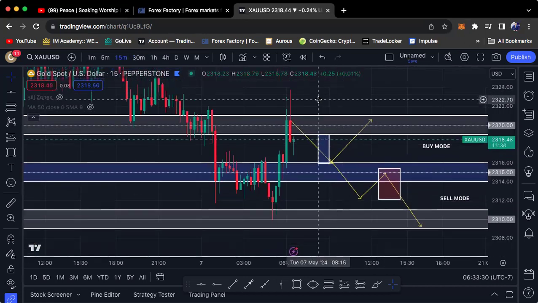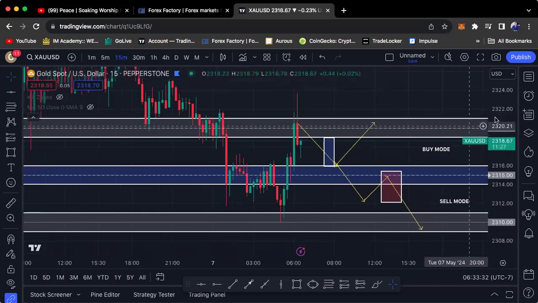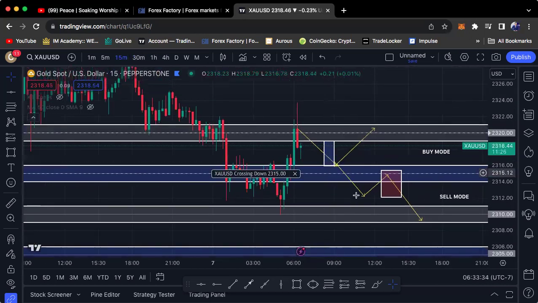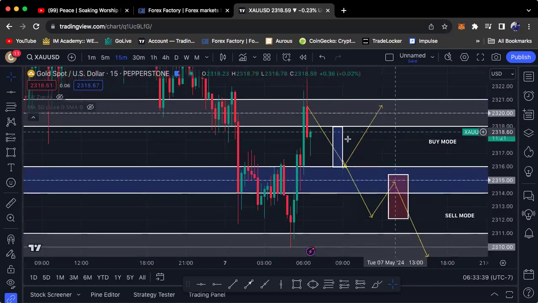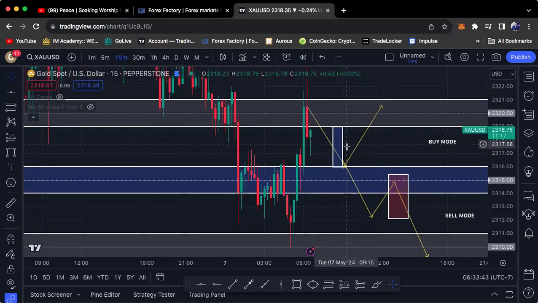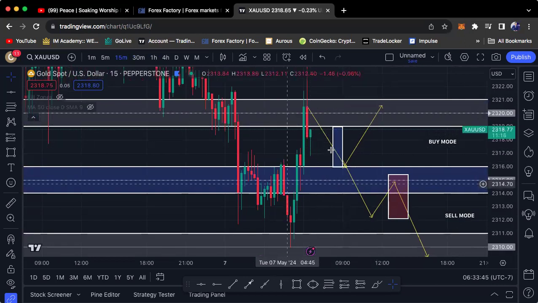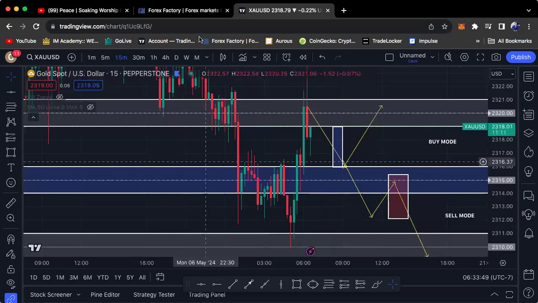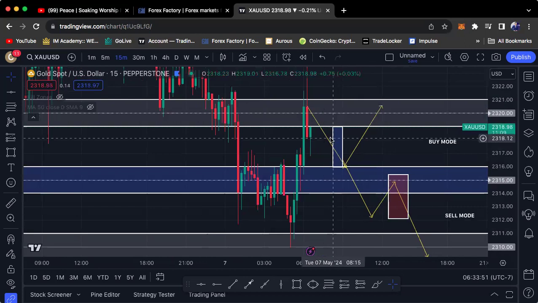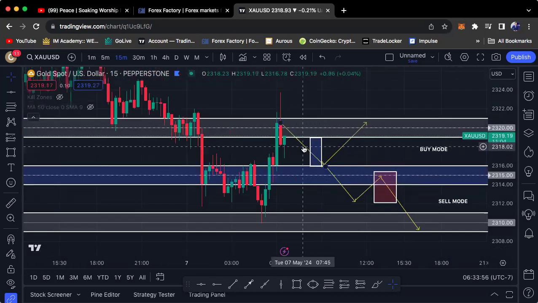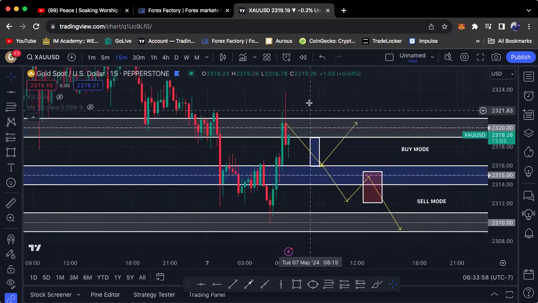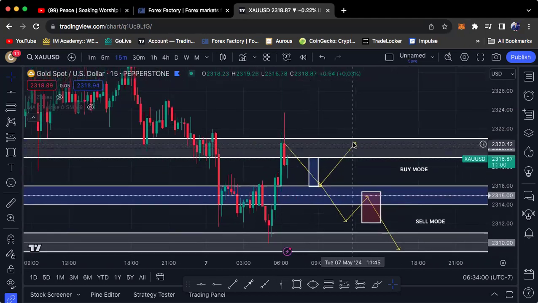But I'm not taking any buys because I want to go with the trend. Okay, I'm waiting for that next break of structure here. If you guys take the buy here, then you're going against the trend. It's a little bit more risky. So I instead will wait for that next break of structure.